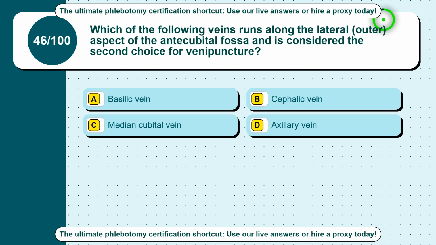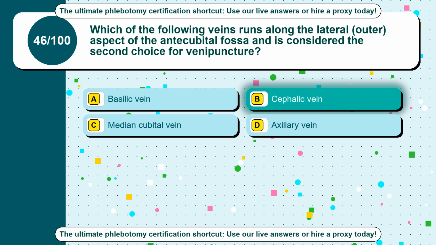Question 46. Which of the following veins runs along the lateral, outer, aspect of the antecubital fossa and is considered the second choice for venipuncture? Option A, basilic vein. Option B, cephalic vein. Option C, median cubital vein. Option D, axillary vein. The correct answer is option B, cephalic vein.